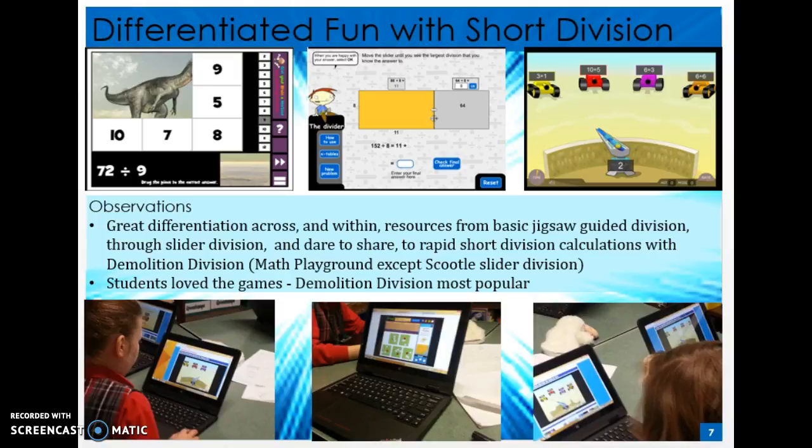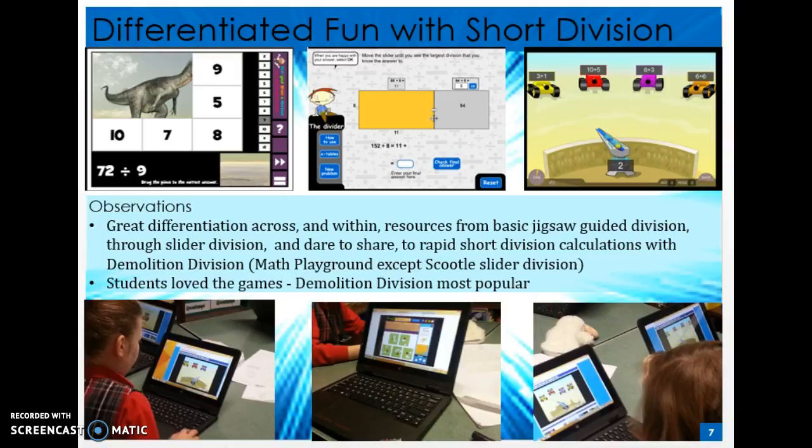The clear winner on the day, however, was Demolition Division. Lots of wham bam, so not really surprising, but it was a great resource for getting students to think quickly and push on ahead, with the incentive of blowing away the tanks by having the right answer to the division sum on top of the vehicle shown in the picture, top right.